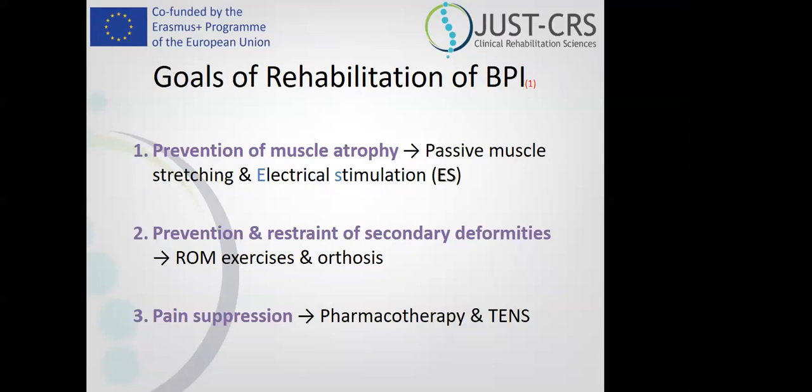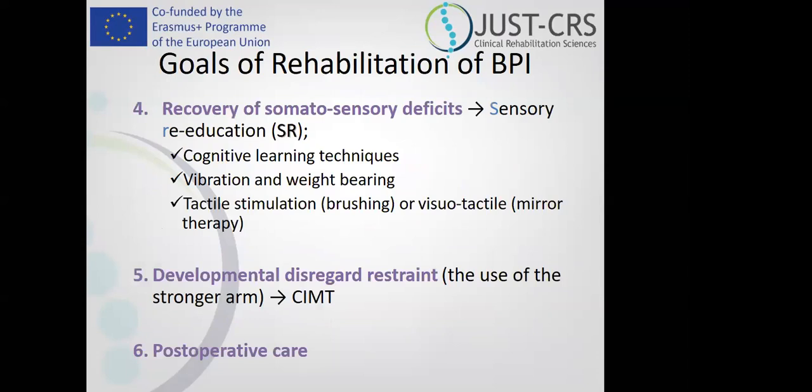Third, pain suppression, either by pharmacotherapy or even using TENS. Fourth, the recovery of somatosensory deficits. This is gained by sensory re-education. Sensory re-education is very important and can be achieved by cognitive learning techniques, vibration and weight bearing to the extremity, tactile stimulation such as brushing, or even visuo-tactile stimulation by using mirror therapy.